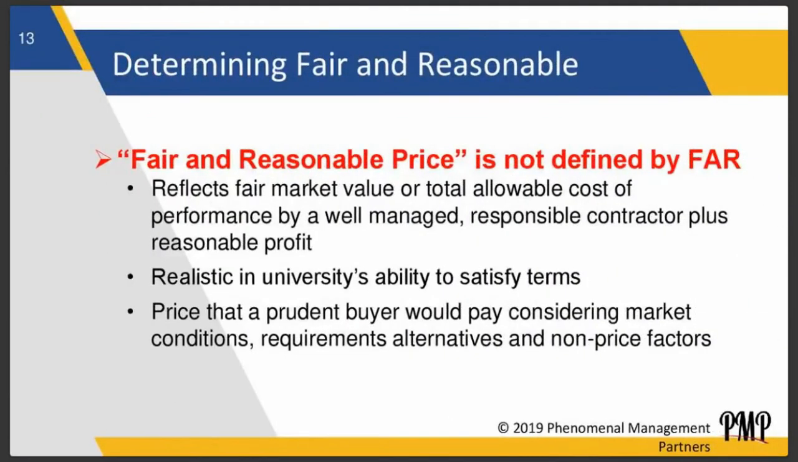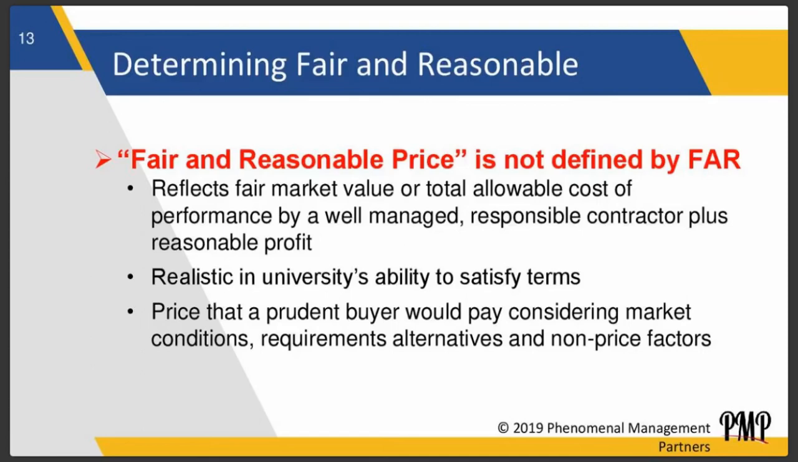Determining fair and reasonable. Like I said, fair and reasonable price is not defined by the FAR. In the FAR, it does say a prudent buyer, but it does not say, okay, fair and reasonable price is this XYZ, but it reflects the fair market value. It reflects the total allowable cost of the performance by a well-managed, responsible contractor plus reasonable profit. So all these words are defined in the FAR, FAR Part 2. So reasonable is defined, allowable is defined, fair market is defined, prudent buyer, like I talked about, is defined. So you can understand how the government is relaying their thoughts to you through the federal acquisition regulations.